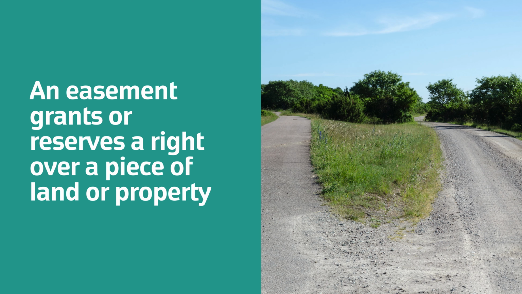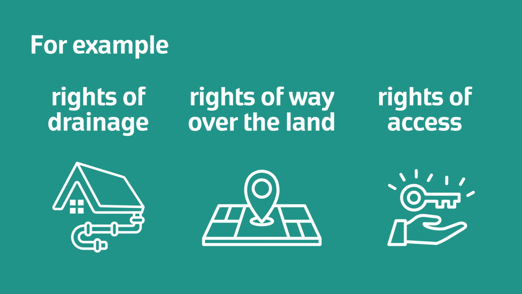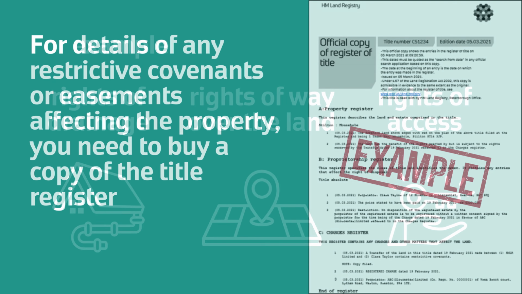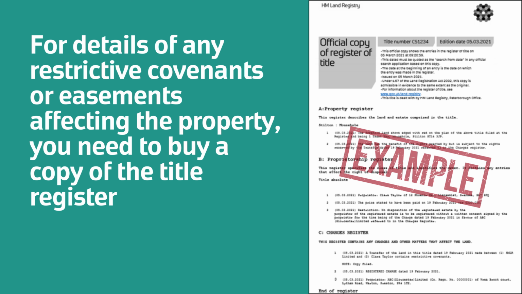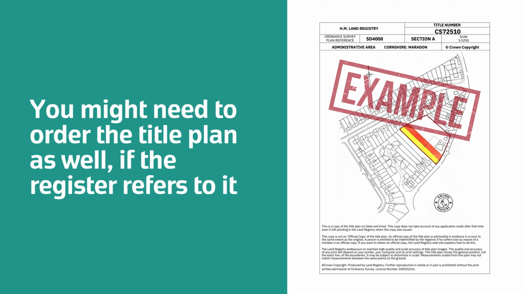An easement grants or reserves a right over a piece of land or property, such as a right of way over the land, rights of drainage, or rights of access. For details of any restrictive covenants or easements affecting the property, you need to buy a copy of the title register. You might need to order the title plan as well, if the register refers to it.